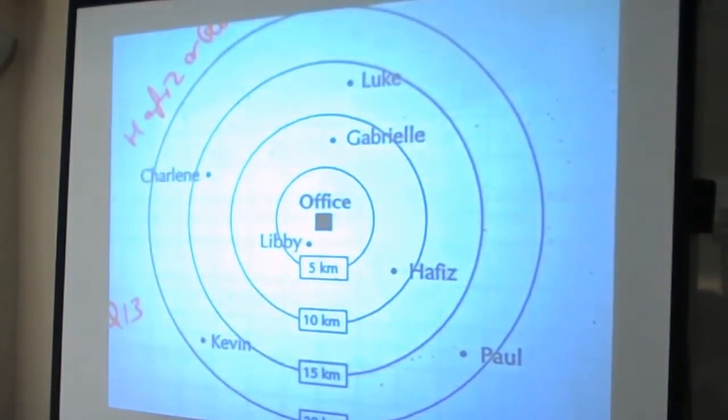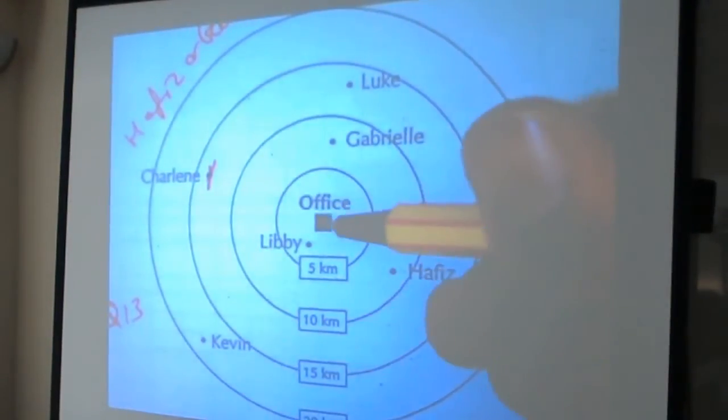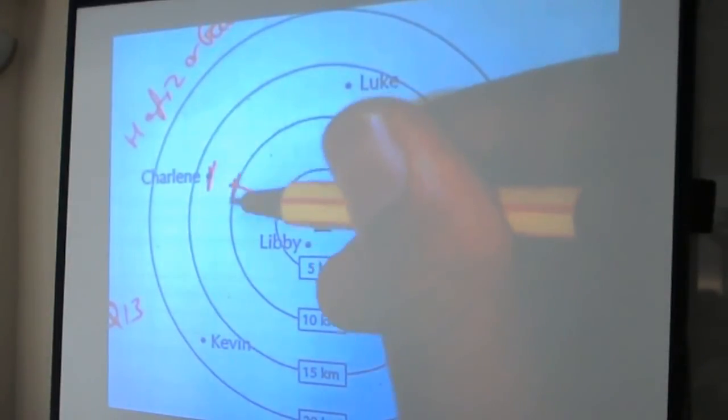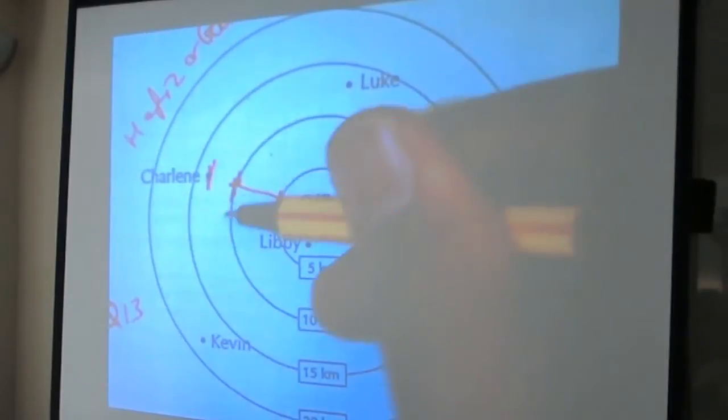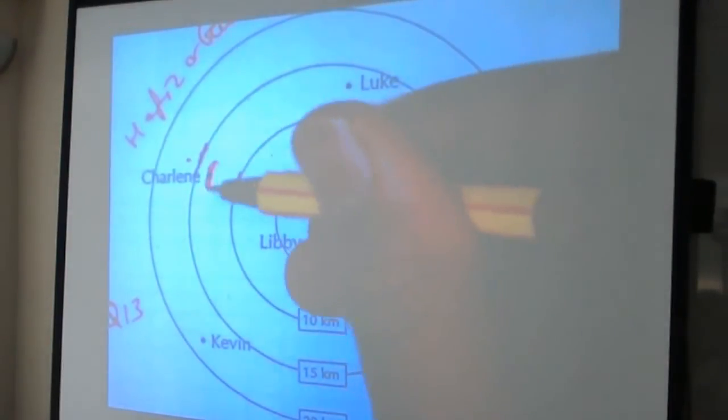Estimate how far Charlene has to travel to the office. So Charlene is where? Here. From here to there is 5 kilometers, and from there to there is 10 kilometers, and from here to here is 15. So that's 10 to 15. What would you reckon that measurement is?